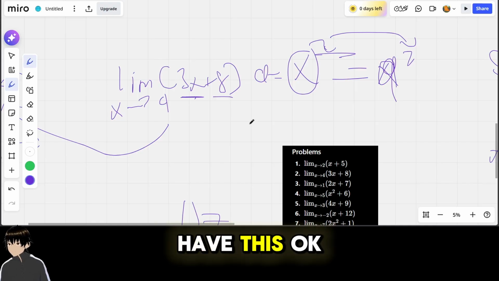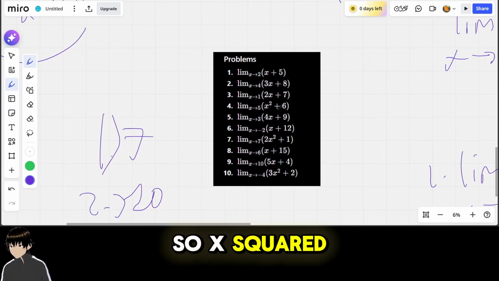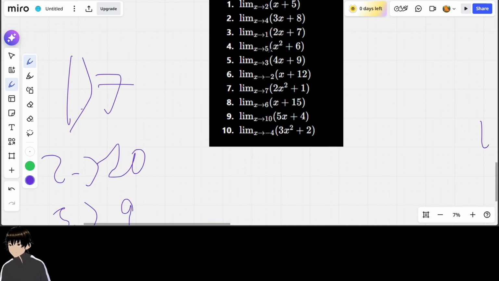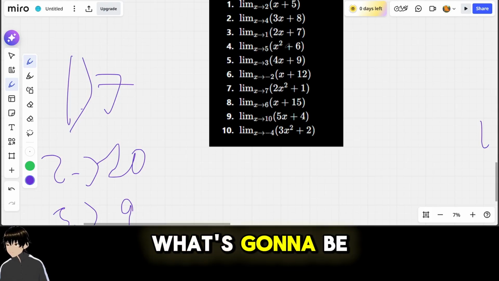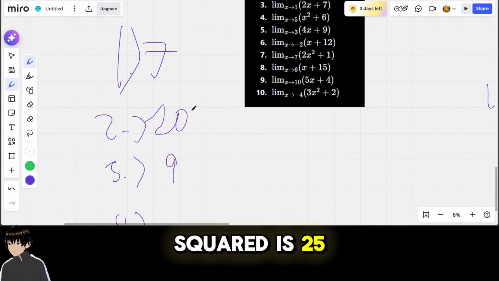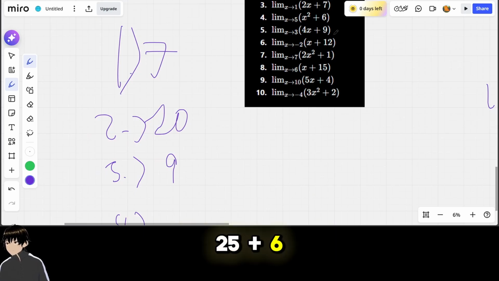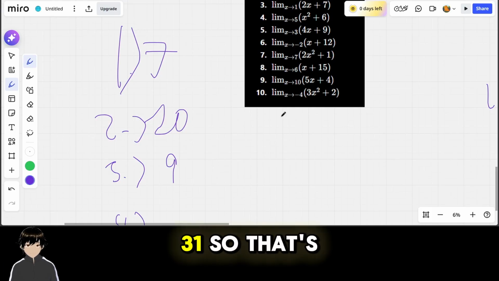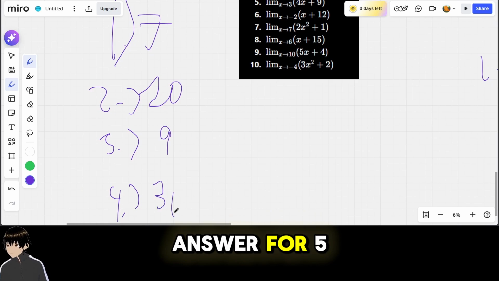So suppose you have x squared, and suppose a is 5. So what's going to be the answer? It's going to be 5 squared. 5 squared is 25. 25 plus 6. 6 is a constant, so we just leave it be. 25 plus 6 is going to be 31. So that's going to be the answer for 5.